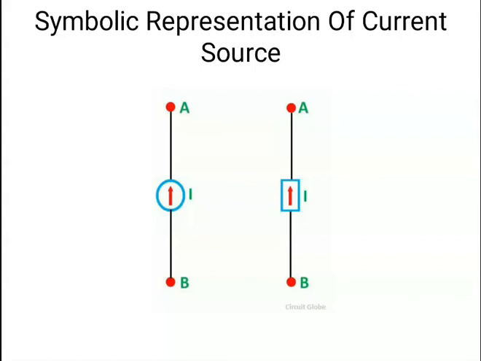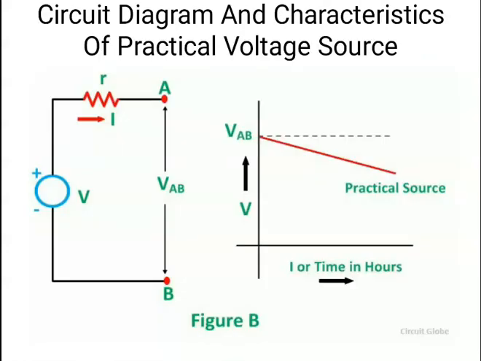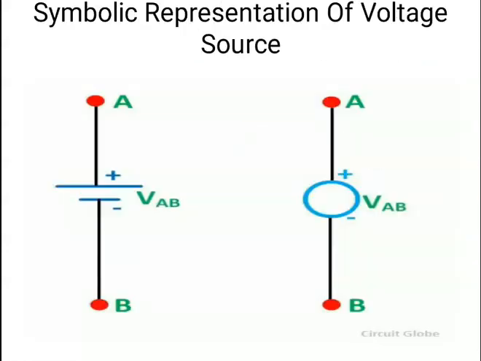So this is the symbol of the current source. Current does not have any polarity; it has a direction. Voltage has a polarity, plus and minus. That is why you can see in the symbol of the current source there is an arrow, but in the symbol of the voltage source you will see a polarity, plus, minus. So this is the difference between the symbol of the voltage source and the current source.